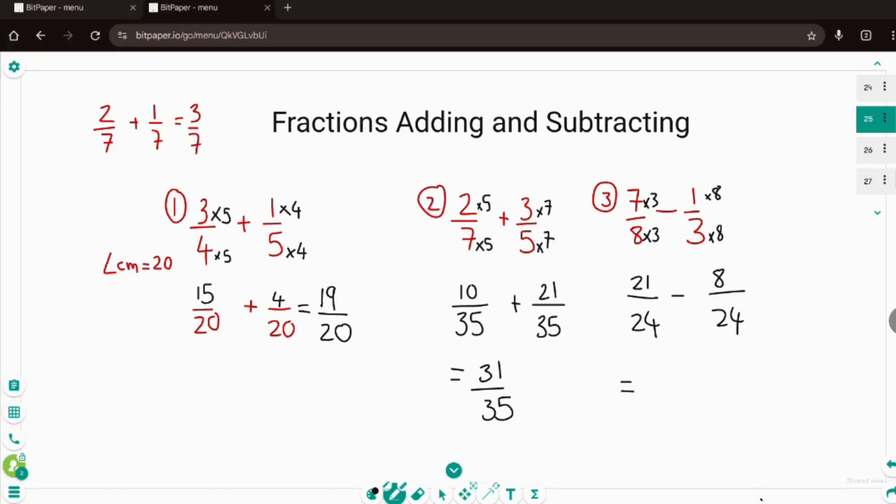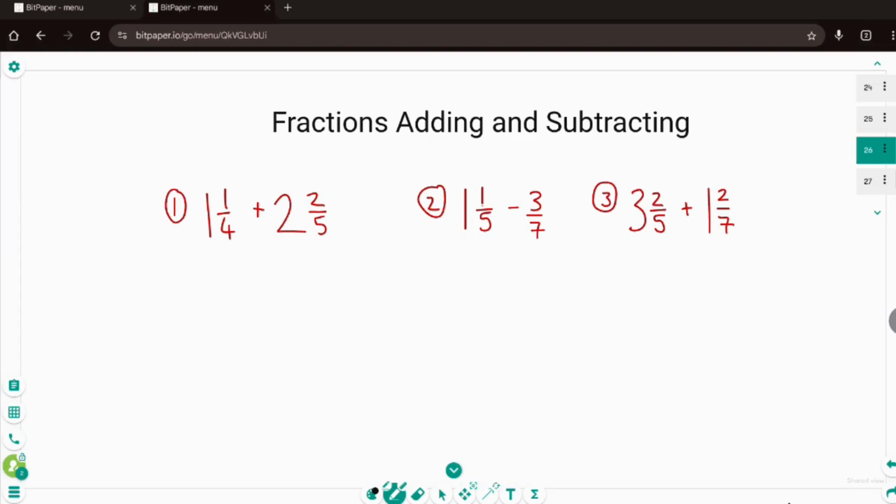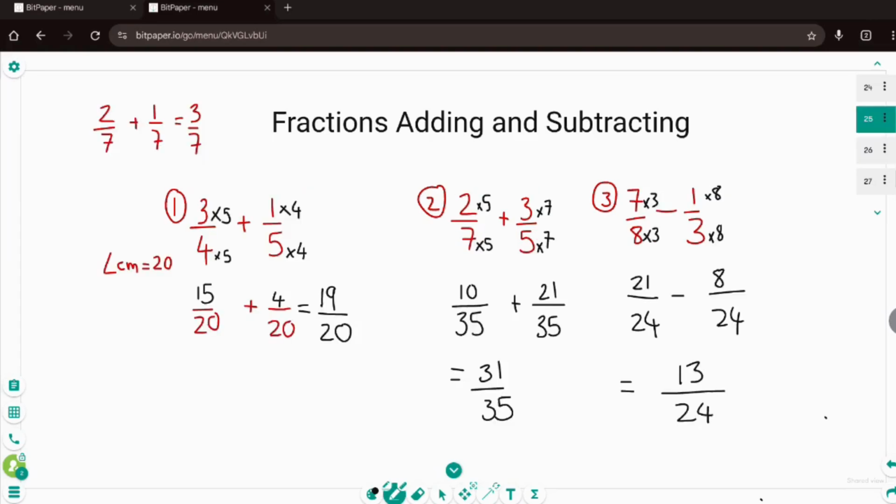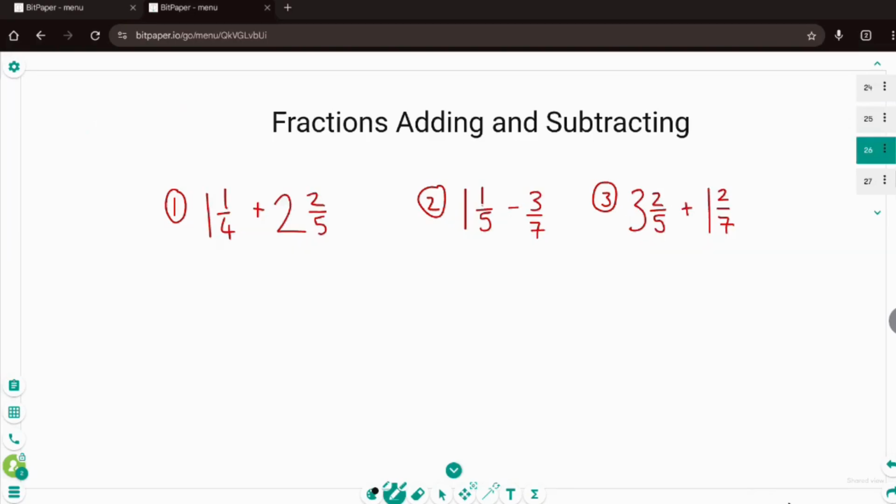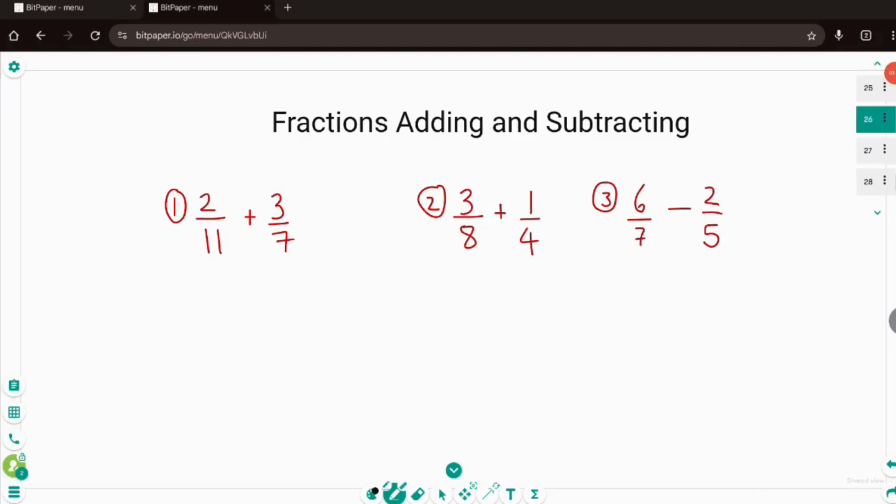So this time, instead of adding the numerators, we subtract the numerators. 21 take away 8, 13, so 13 24ths. Okay, maybe have a go at these 3 yourself. Oh no, that's using mixed numbers. Right, have a go at these 3 yourself. Put me on pause, unpause when you've done to see if you've got them right.